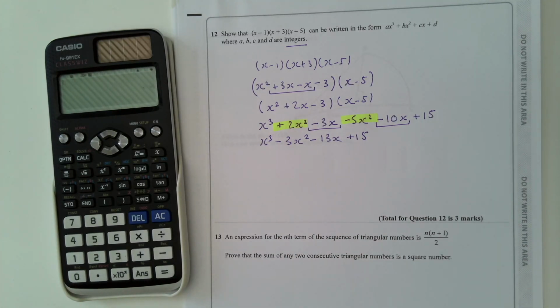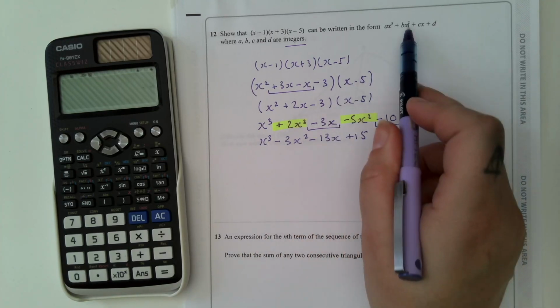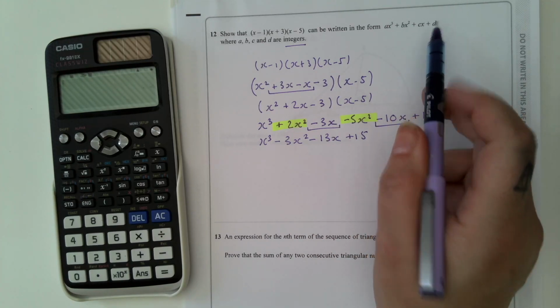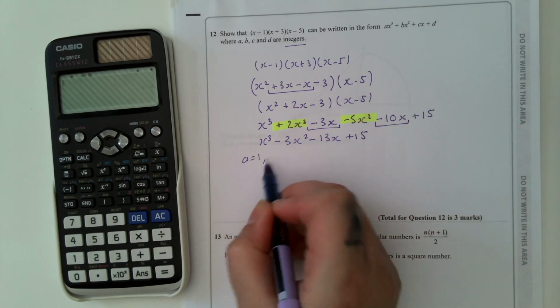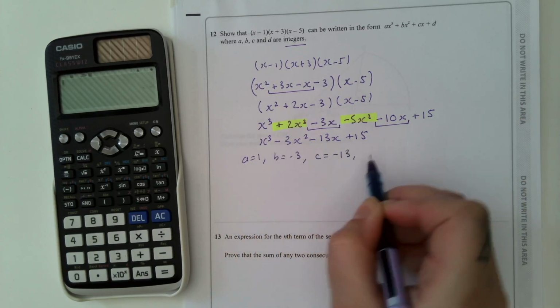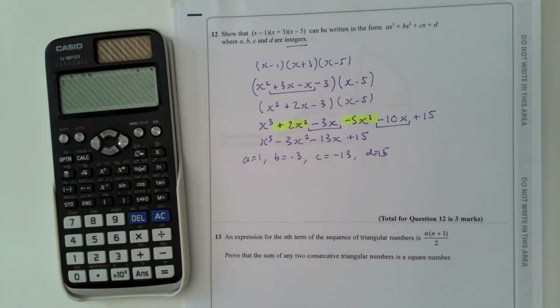Okay, so you can see from this that we've written it in the form x cubed, x squared, x, and then a constant on the end there. And you can see a is 1, b would be minus 3, c would be minus 13, and d would be 15.